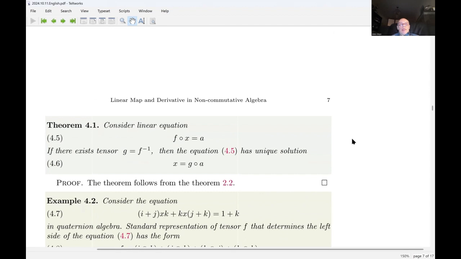Consider the linear equation 4.5. If there exists a tensor G, which is the inverse power of tensor F, then equation 4.5 has a unique solution 4.6.